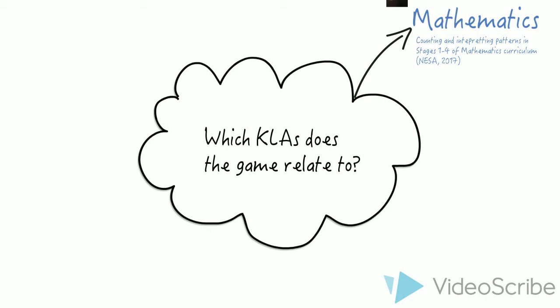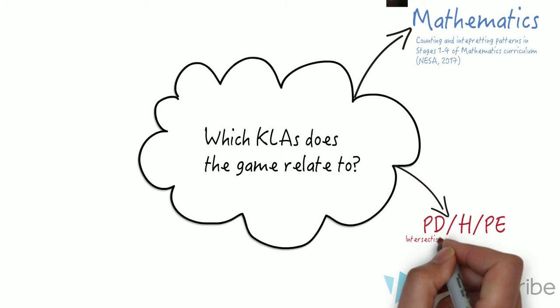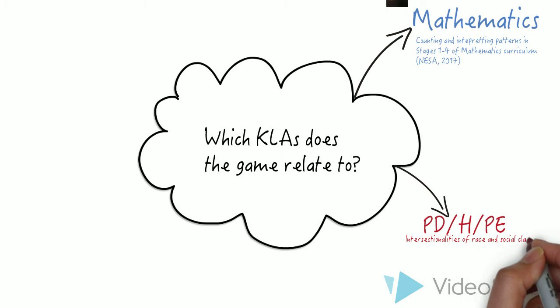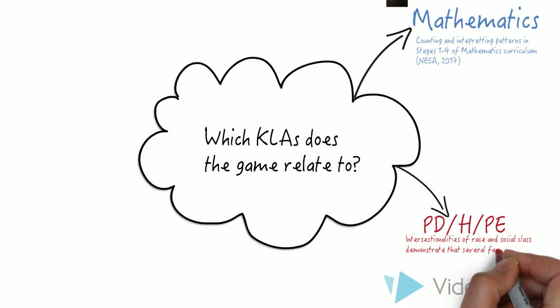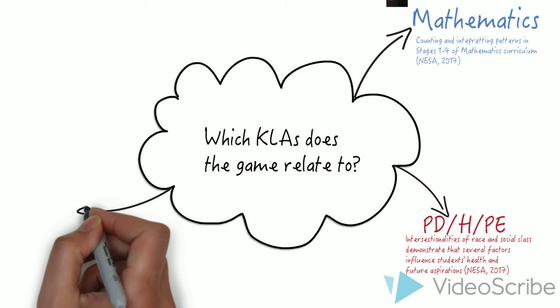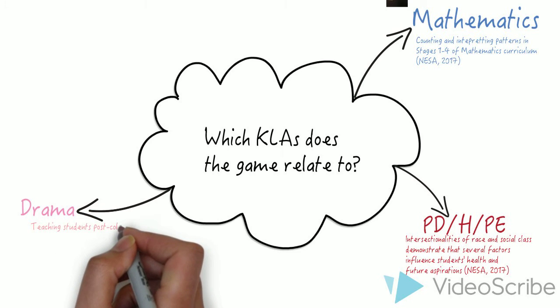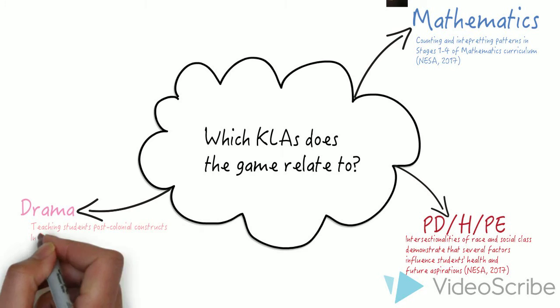Our game is also easily transferable to PDHPE, as students can see through the intersectionality of race and social class that there are individual and socio-economic factors which impact their health and future aspirations. These factors are discussed in Outcome 5.7 of the Stage 6 PE curriculum. Our game also relates to drama, as the high school drama syllabus teaches students about post-colonial constructs and societal discourses through dramatic techniques and theory.